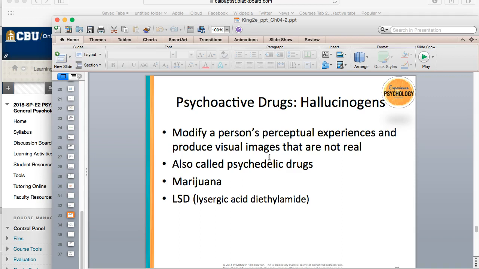So psychoactive drugs, hallucinogens. These modify a person's perceptual experiences and produce visual images that are not real. They're also called psychedelic drugs, and they include marijuana and LSD, so acid.